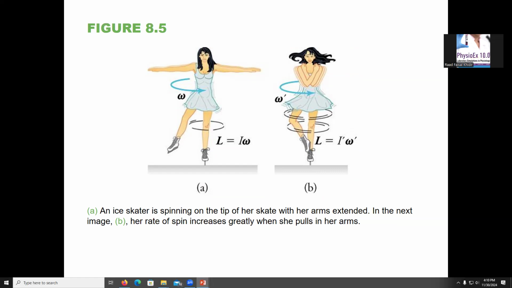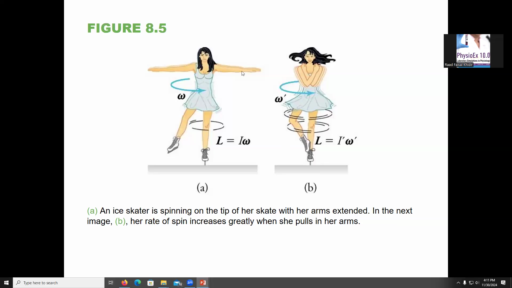So obviously we have two kinds of momentum. There is a momentum that is linear, in one dimension, or a momentum that is angular, going around in a circle. Here we see an ice skater spinning on the tip of her skate with her arms extended. L is the angular momentum, I is her mass, her inertia, and omega is the velocity. Linear momentum is a P, but angular momentum is an L. Mass in linear momentum is an M, but in angular momentum it is I, inertia. And the velocity in linear momentum is a V, while in angular momentum it is omega, the angular velocity.